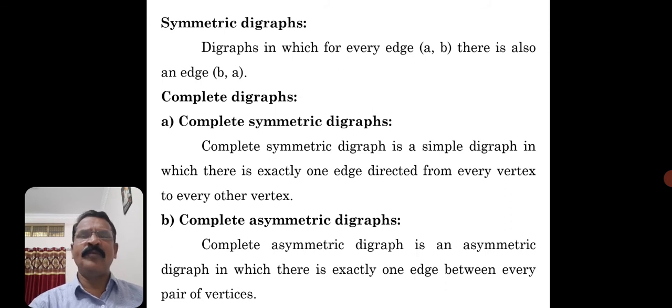Okay, A to B, one edge is there. B to A, another edge is there. Incident out, incident into. Similarly, incident out, incident into. Therefore, such a digraph is called a symmetric digraph.